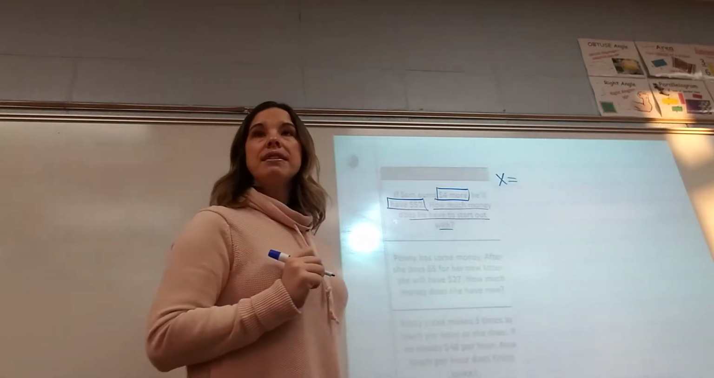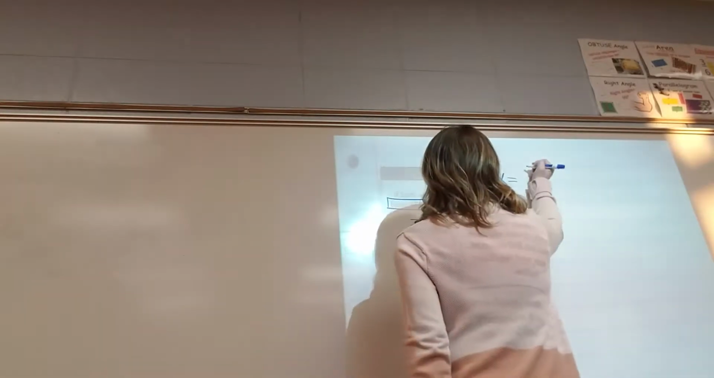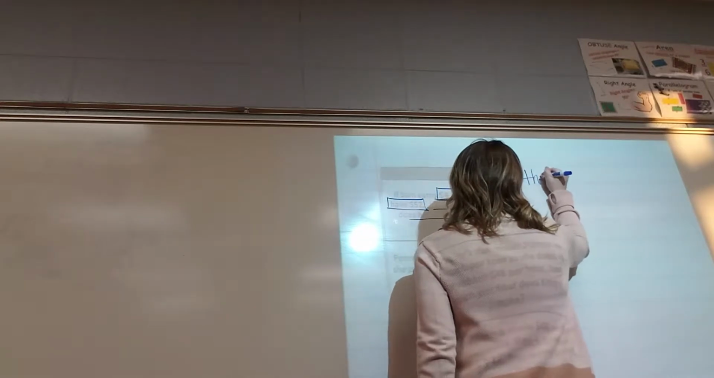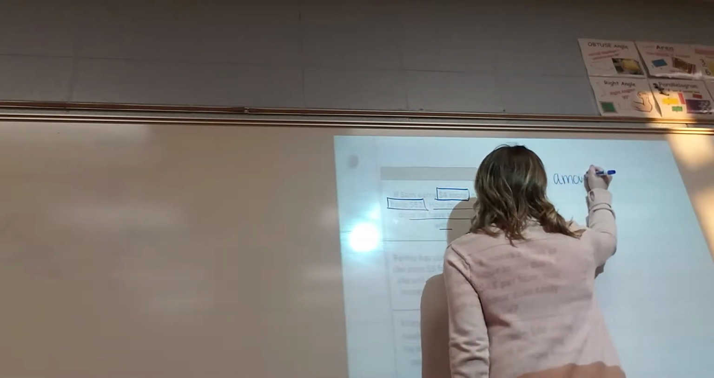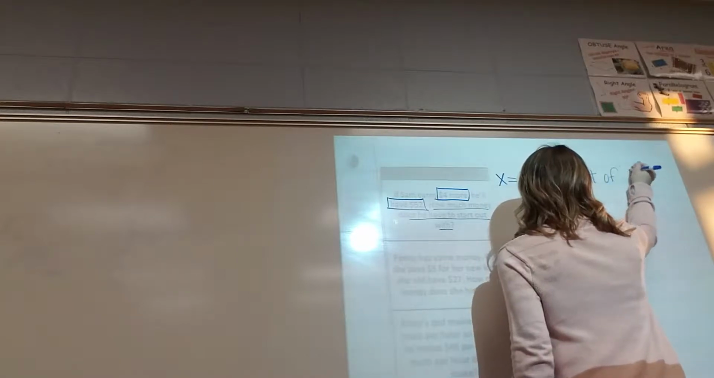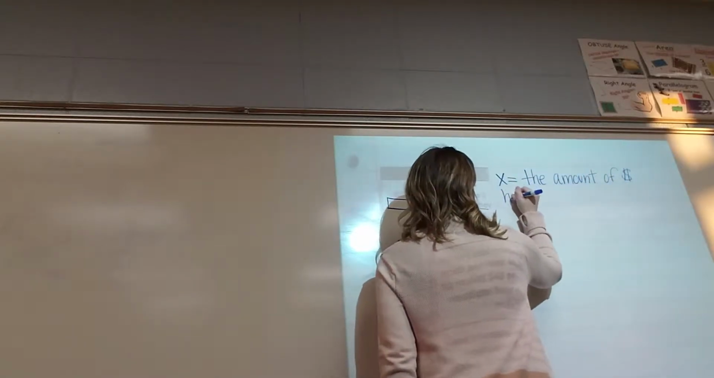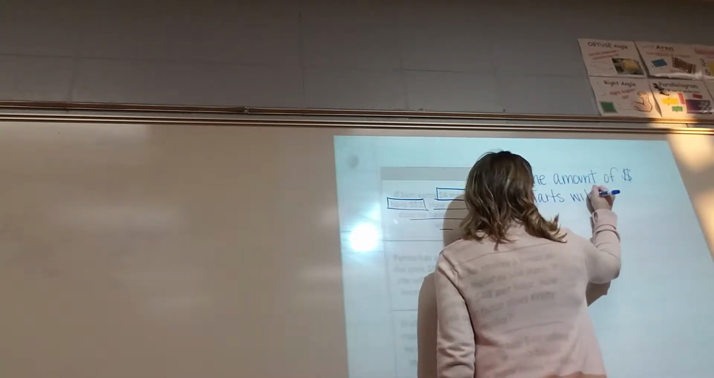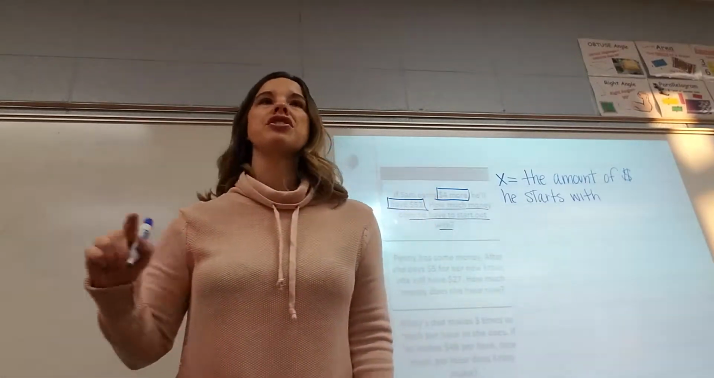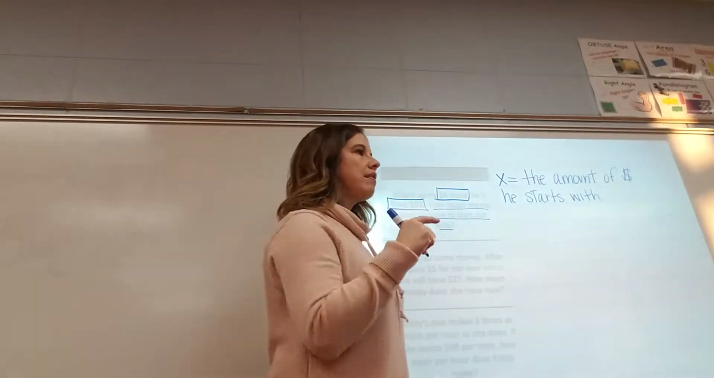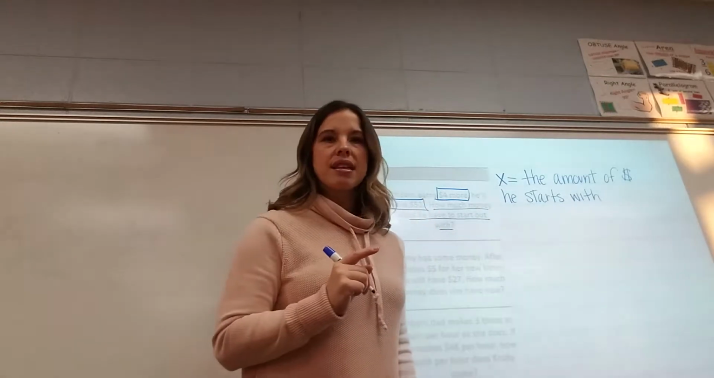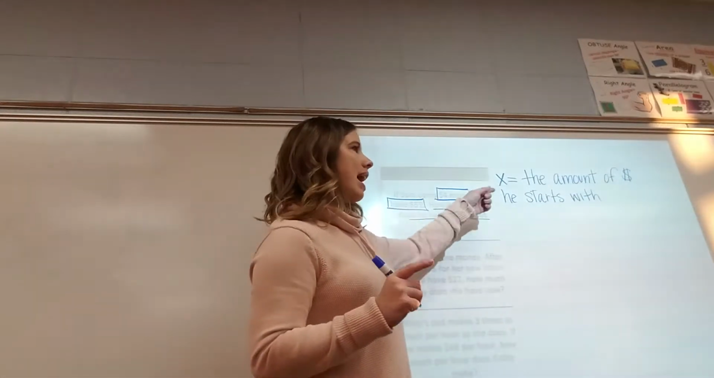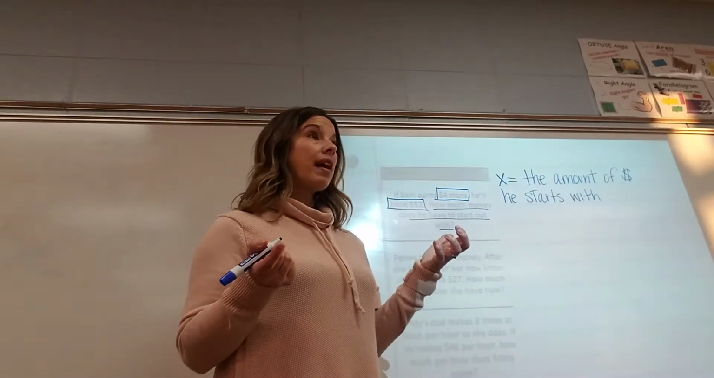So when we define our variable, I'm going to condense it down a little bit. It's going to be the amount of money he starts with. When we're writing equations, your variable typically stands for your question because that's what you're trying to figure out. And when we solve equations, we're trying to figure out what x is, what our variable is. When we write our equation, our variable has to be in our equation, because we've got to solve it.